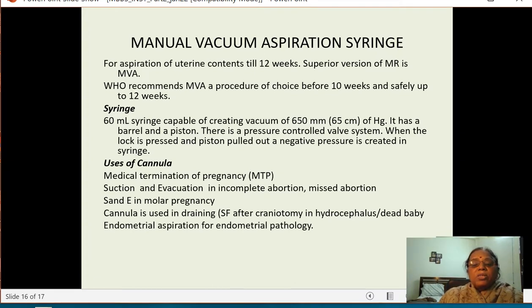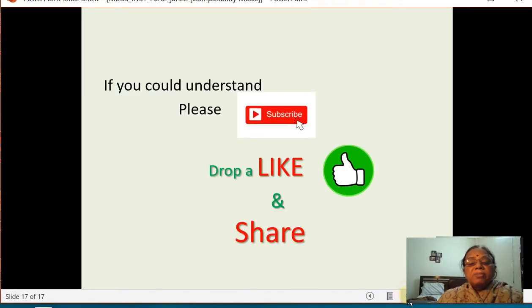This is used in cases of medical termination of pregnancy, again in suction evacuation, in missed abortion, or in incomplete abortion, used for suction and evacuation in molar pregnancy, and also in cases of draining the contents of the head when a craniotomy is done on a dead fetus, especially hydrocephalus.